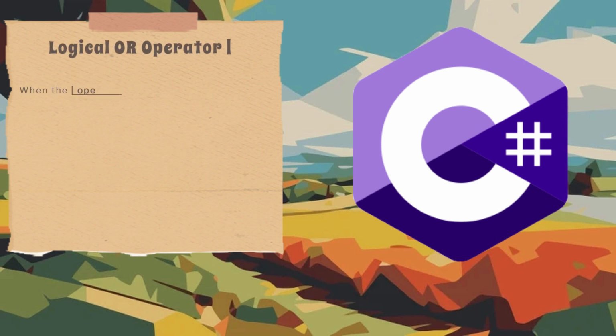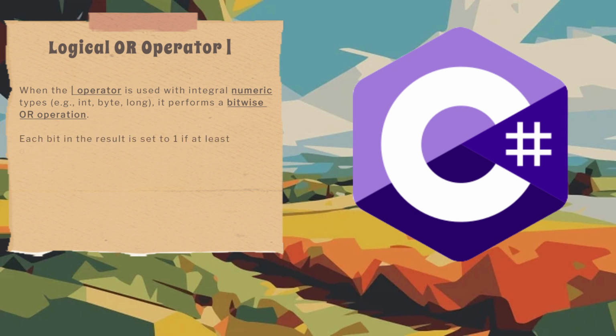When the operator is used with integral numeric types, it performs a bitwise OR operation. Each bit in the result is set to 1 if at least one of the corresponding bits in the operands is 1.